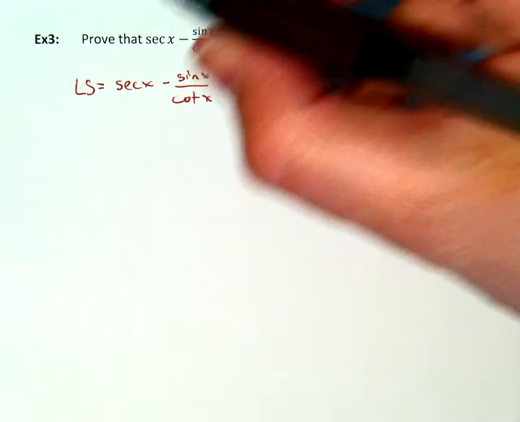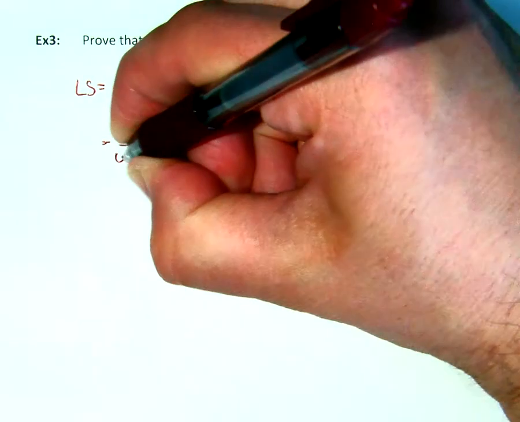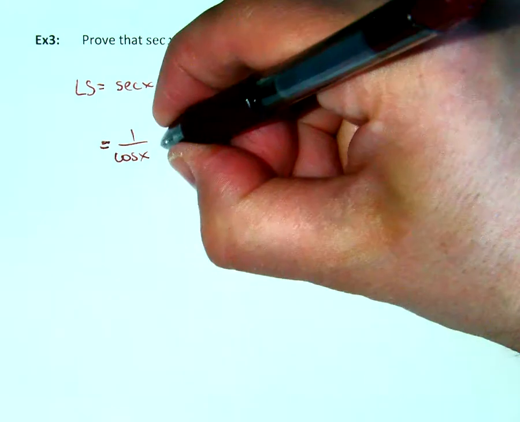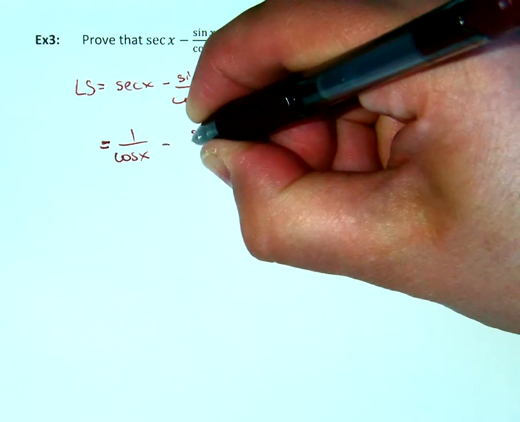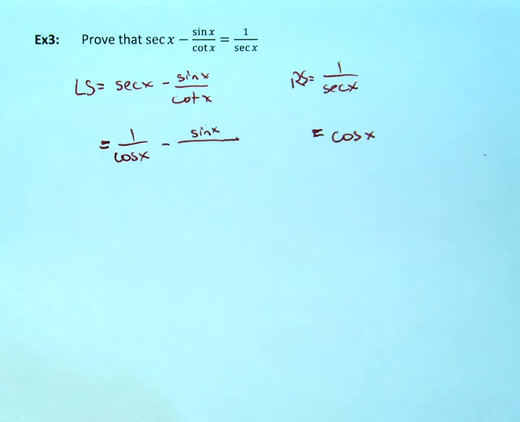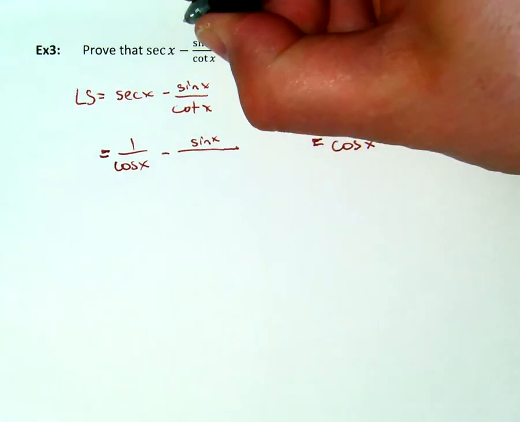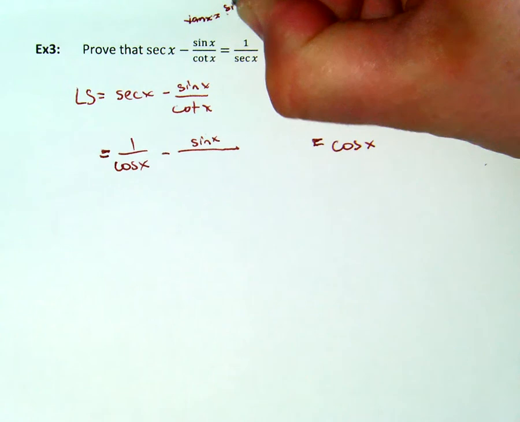For the left side, I'm going to have 1 over cos x for secant, and then minus sine x on the top. On the bottom, it's cotangent x, which would be 1 over tan x, or if you think of it as just being the reciprocal of tan, tan is sine over cos. I'm going to write this up over in the margin. Tan x is equal to sine x over cos x.